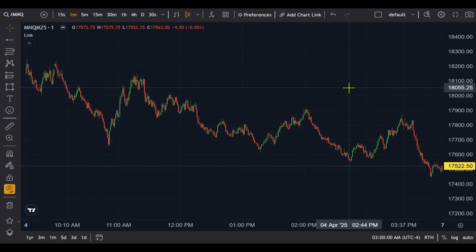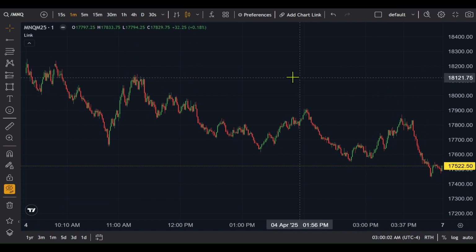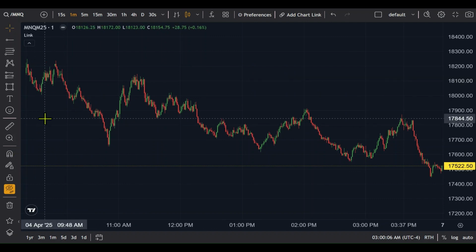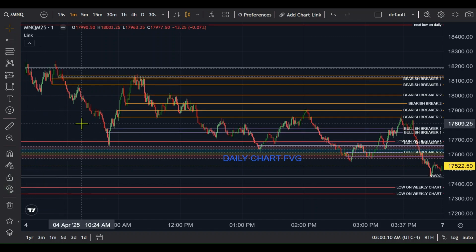What do you do? Well, you do what I did not do, but you mark your chart up as you go. I did not do it. Let's see what I got marked on here now. Okay, so now we have points of reference that we can work from.